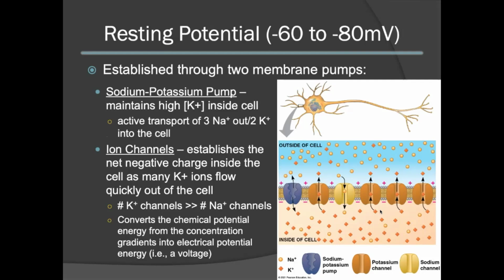This will help to establish a high concentration of potassium inside the cell that the ion channels can then take advantage of. Ion channels are also present that help to establish the net negative charge inside the cell. This occurs as many potassium ions will flow quickly out of the cell due to the gradient that was established from the sodium-potassium pump. If you take a look at the diagram to the right, note the number of potassium channels far exceeds the number of sodium channels. The ion channels help to convert the chemical potential energy from the gradient that's established into a voltage or electrical potential energy.